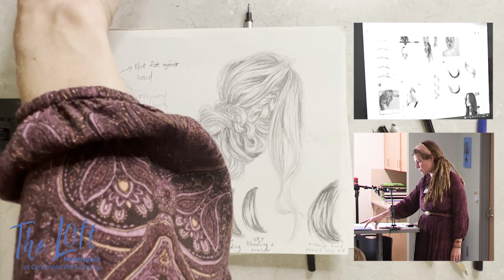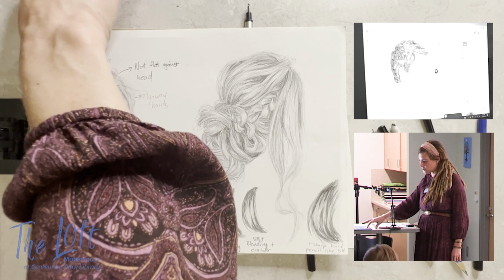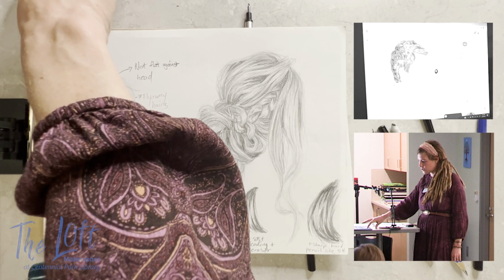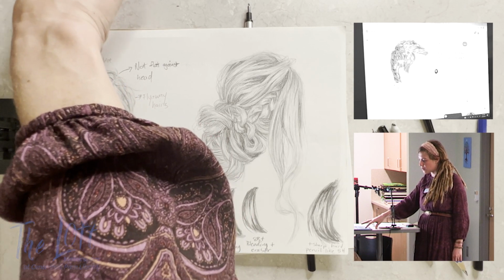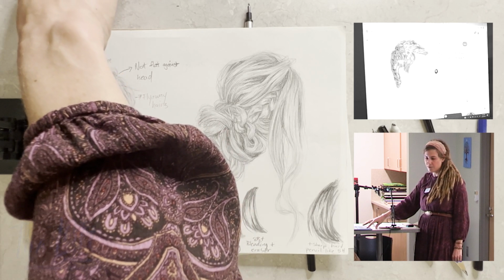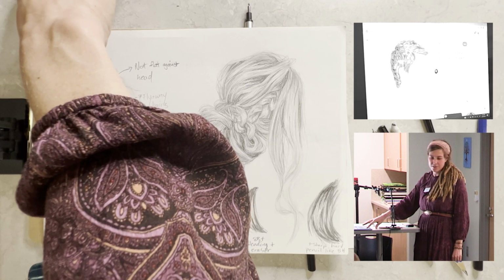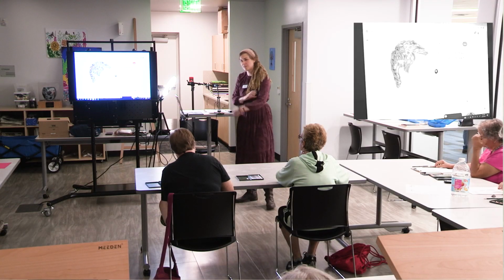Here is a good example of what I mean by drawing the different strands as they go in different directions. These red arrows show which way the strands are going in different parts of this head, right? So that's good.